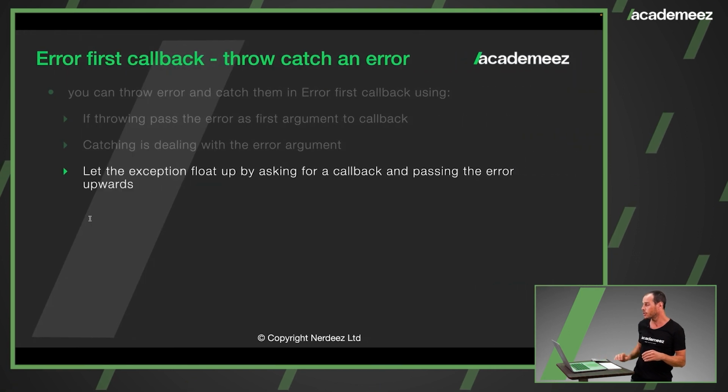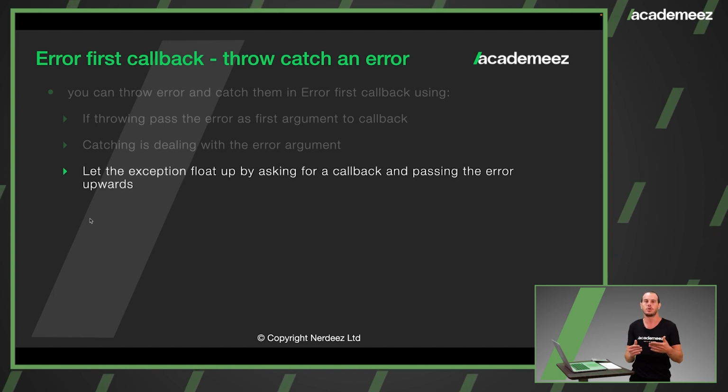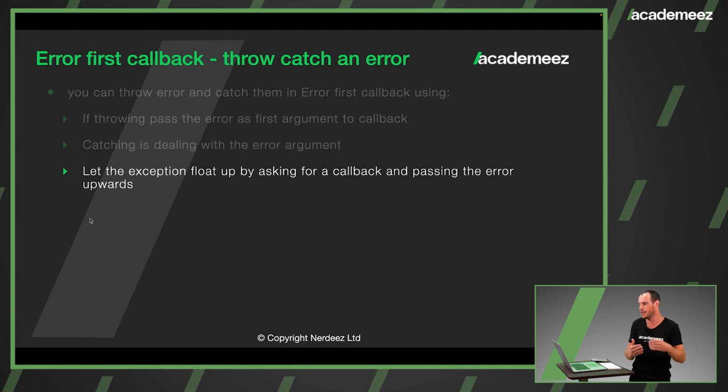So basically, error first callback allows you to either deal with the error as first argument. If error, then do something. This is how you catch the error. It allows you to throw the error as well. So you can create a function that throws an error by calling a callback, passing the error argument.